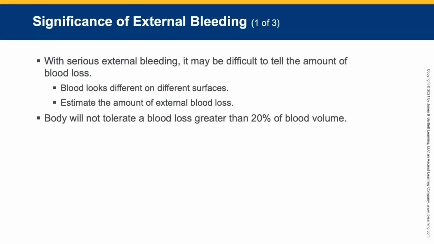With serious external bleeding, it may be difficult to tell the amount of blood loss. Blood will look different on different surfaces. It is important to estimate the amount of external blood loss. The body will not tolerate an acute blood loss of greater than 20% of blood volume, which is basically drops it down to 2 pints. When you lose 2 pints of blood, you start to become very dizzy, you get lethargic, you're just not acting your normal self.